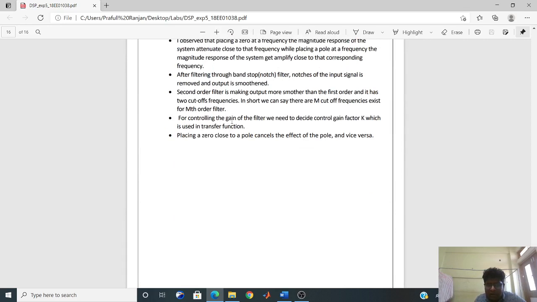Now, for controlling the gain of the filter, we need to decide the gain factor K, which is used in the transfer function. Yeah, the specification given will decide the gain factor K, and we have calculated the same above. Placing a zero close to a pole cancels the effect of the pole and vice versa.